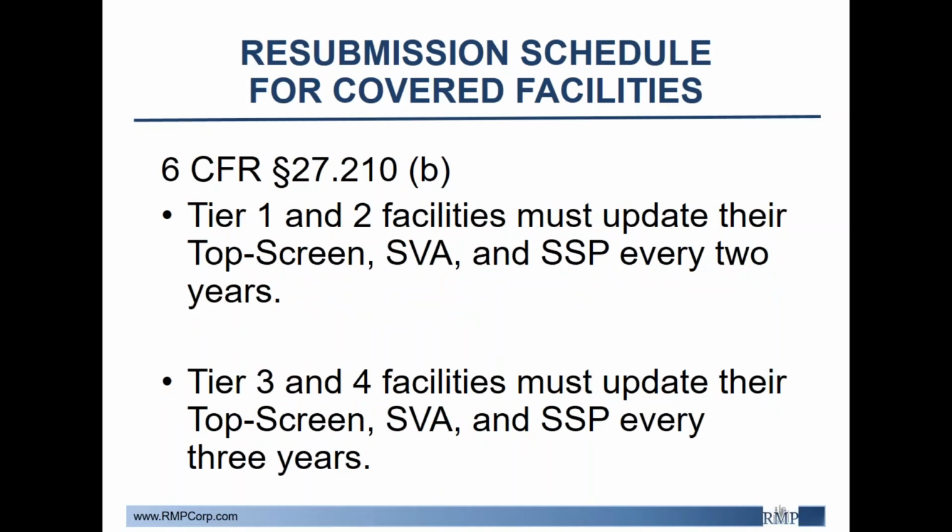If a facility is covered by the CFATS program, aka a tiered facility, then they will also be subject to DHS's resubmission schedule. Tier 1 and 2 facilities must update their top screen, SVA, and SSP every 2 years. Tier 3 and 4 facilities must update their information every 3. This makes sense because, again, the Tier 3 and 4 facilities are not as high risk, therefore they don't have as frequent of a cyclic resubmission schedule.